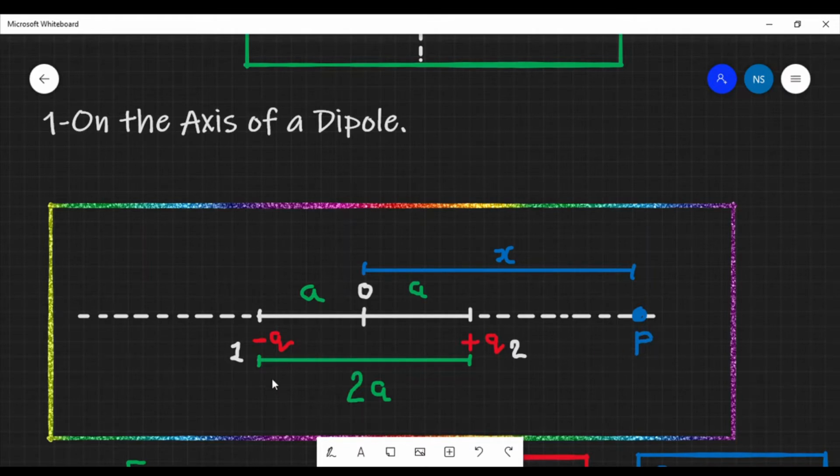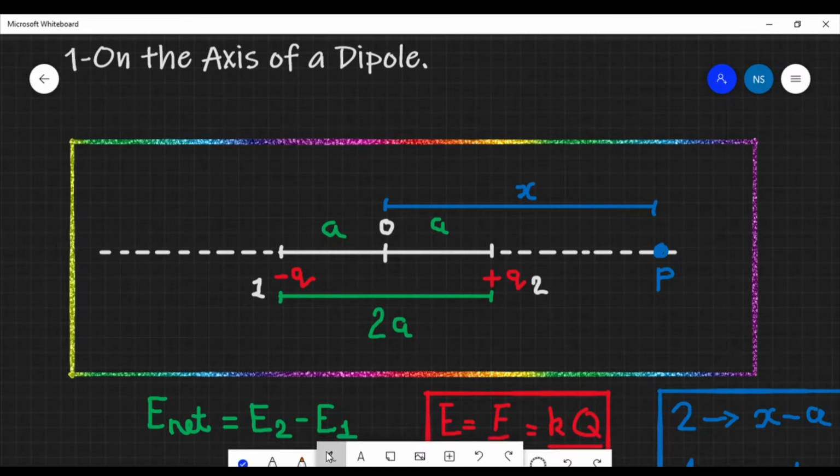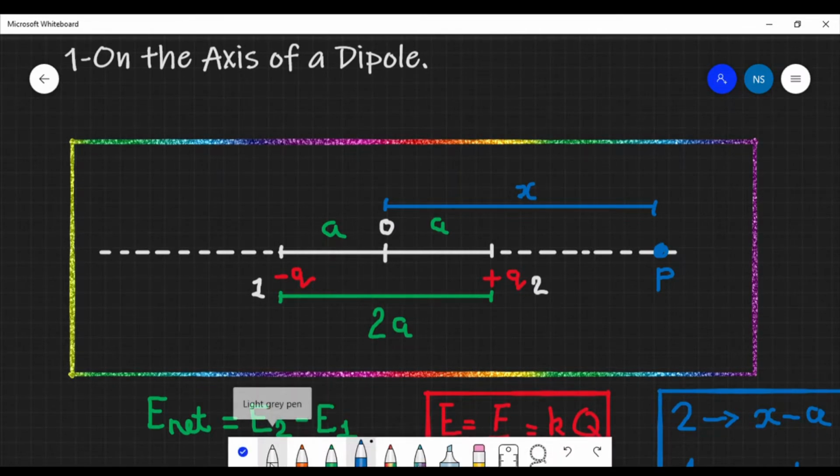Now the distance between the charges of the dipole is 2a, and since it is 2a, from the center to either charge the distance will be a. Also, in the last video I told you that the direction of the dipole will be from positive to negative. That is for physics, but I told that wrong. The direction of the dipole will be from negative to positive. This is for physics, and from positive to negative is for chemistry. So the direction will be from negative to positive.